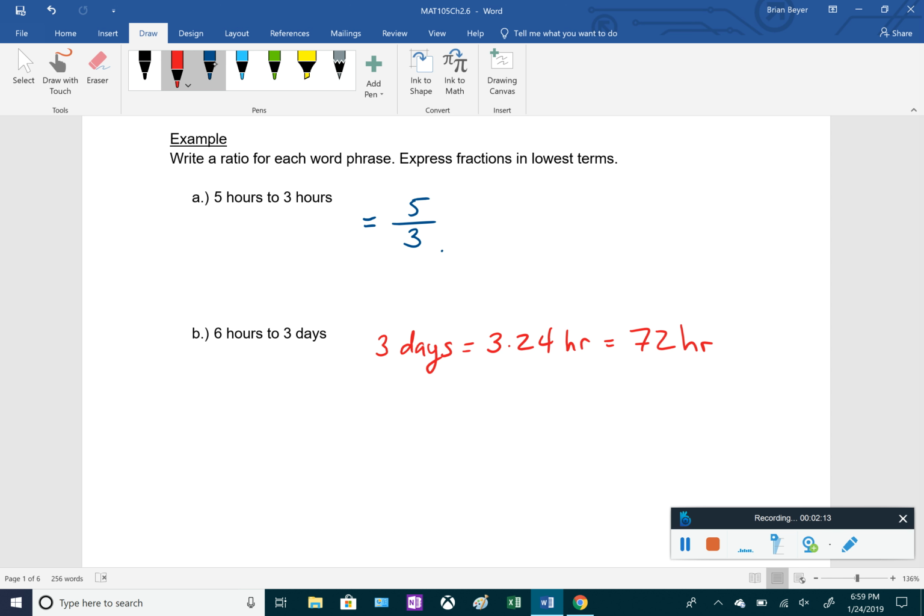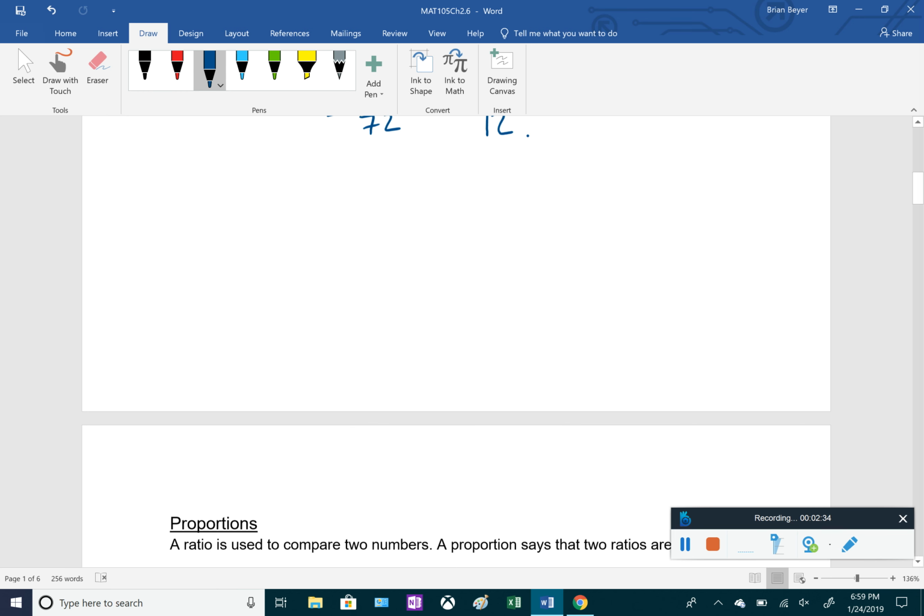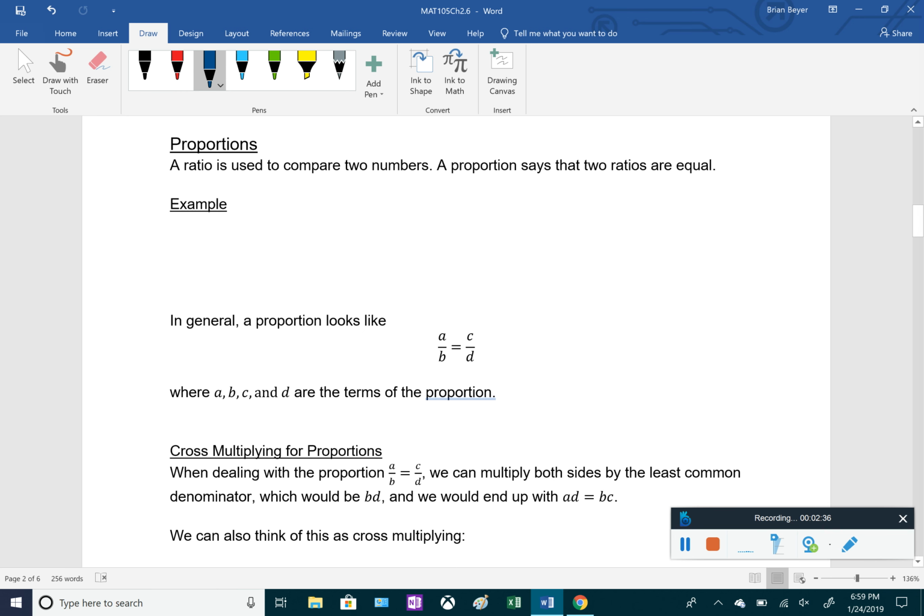So now we're comparing 6 hours to 72 hours, which is going to be 6 over 72. Hours over hours cancel each other. In lowest terms here, they both have a common factor of 6. So we get 1 over 12, or 1 to 12. Okay, so that's ratios. Pretty simple, probably.